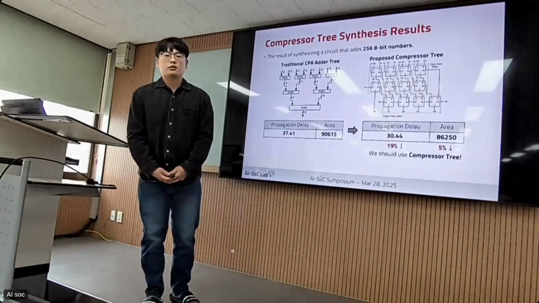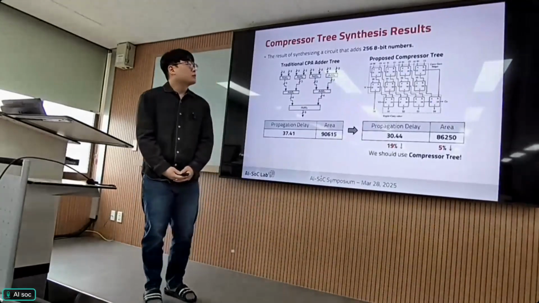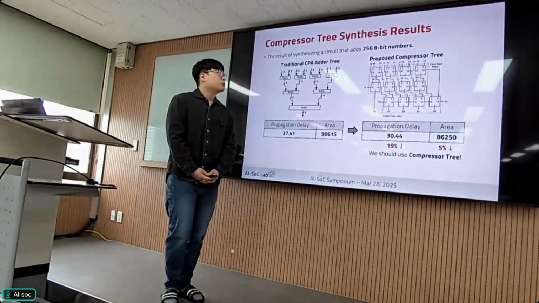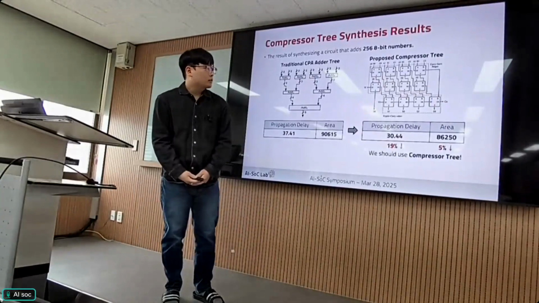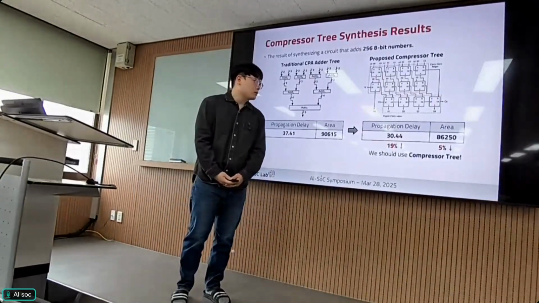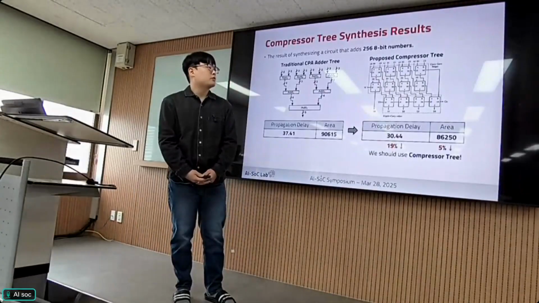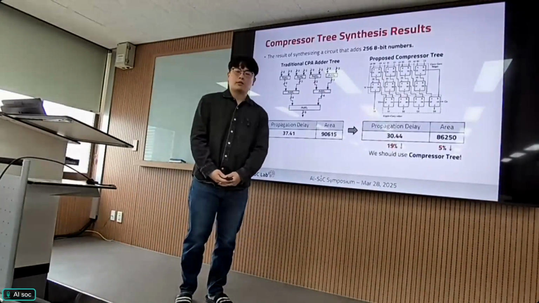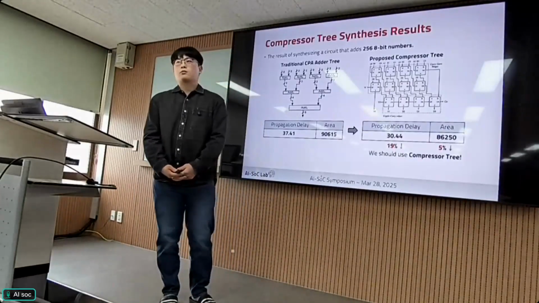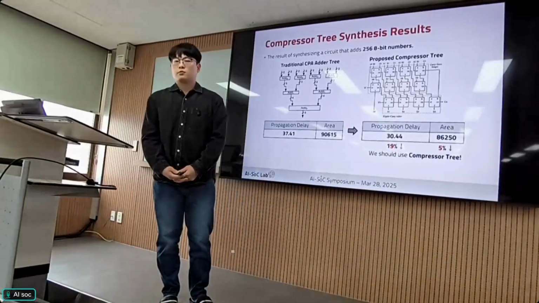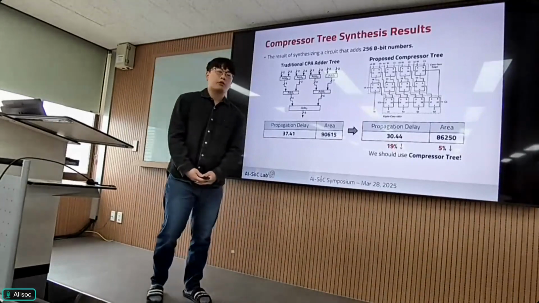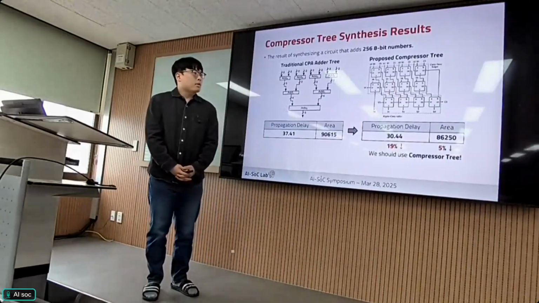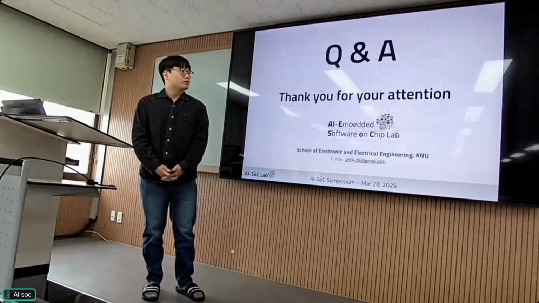These are the synthesis results for some 256 8-bit numbers. The proposed compressor tree shows a 19% reduction in propagation delay and a 5% improvement in area efficiency. Therefore, the compressor tree could be used when performing MAC operations or summing a large number of data for better hardware efficiency and performance.